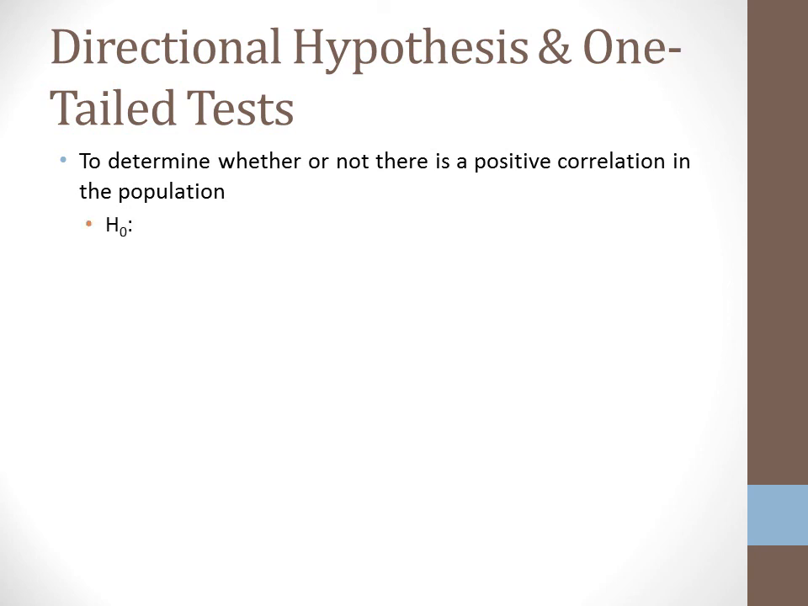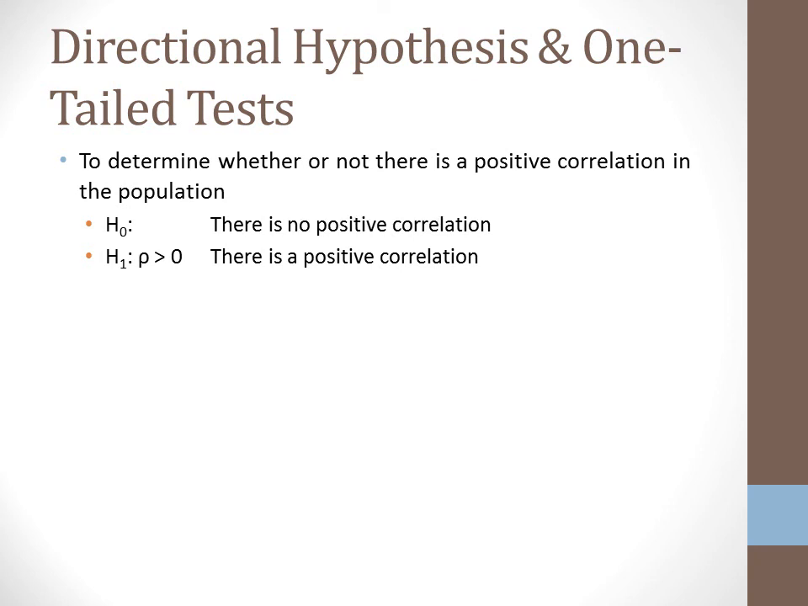So if we want to do that, we would just state our null and our alternative. When I have a directional test, I like to state our alternative first because that's what we expect to happen. And so our alternative hypothesis is that there is a positive correlation. The way we state that in terms of symbols is simply rho is greater than 0. So in other words, the population correlation is positive. Our null hypothesis is that there is no positive correlation. So there could be a negative correlation, but there is no positive correlation. The way we state that in symbols is simply rho is less than or equal to 0.